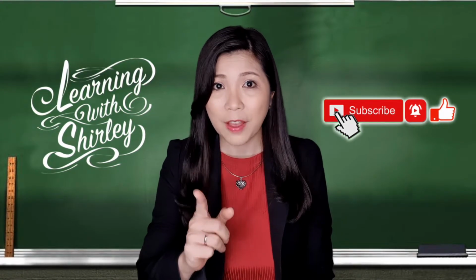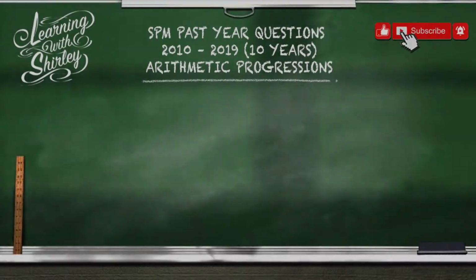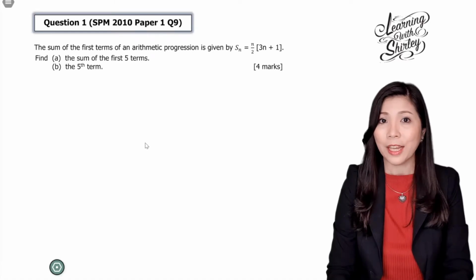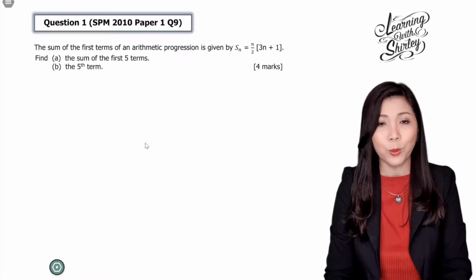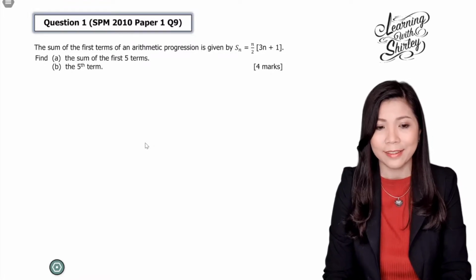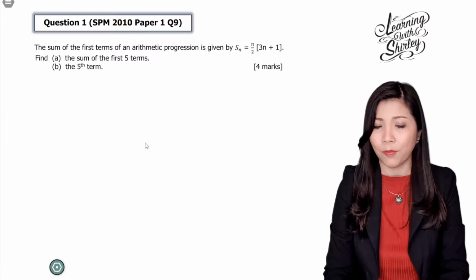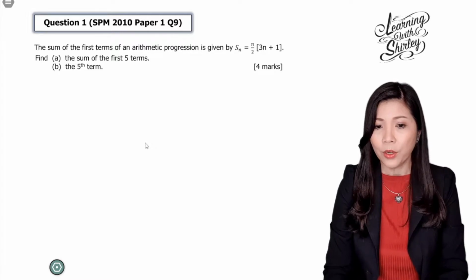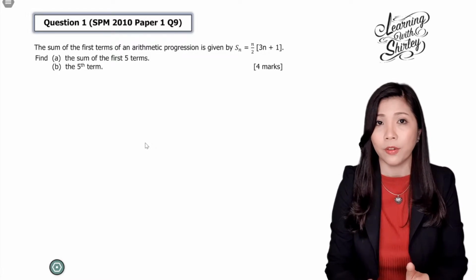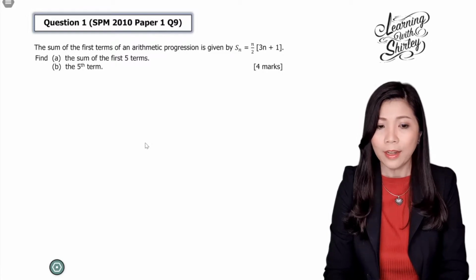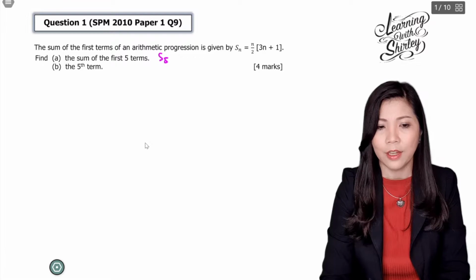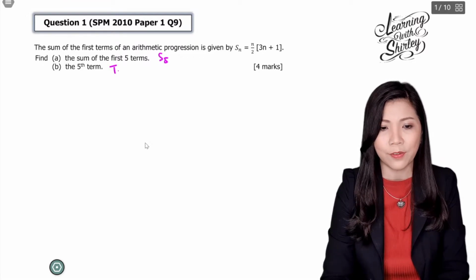Let's take a look at the first past year question. Let's look at question 1. This is SPM 2010, paper 1, question 9. The sum of the first n terms of an arithmetic progression is given by Sn equals n over 2 bracket 3n plus 1. So we're going to use this formula. We're not going to use the general Sn formula. Find A, the sum of the first 5 terms, means find S5. And B, find the 5th term, means find T5.